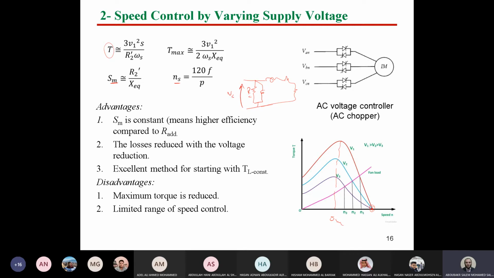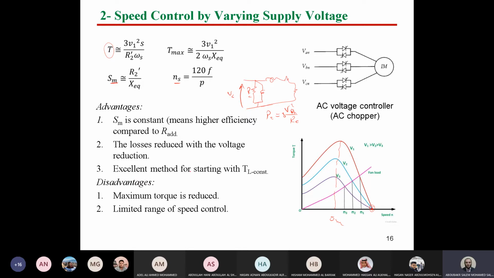So what is the power of core loss? We can say P core equals V line square, or let's say V phase square over R_C multiplied by 3. This is the core loss. So if you reduce the voltage, the core loss will be reduced and the efficiency will be increased. So this is another important advantage here.